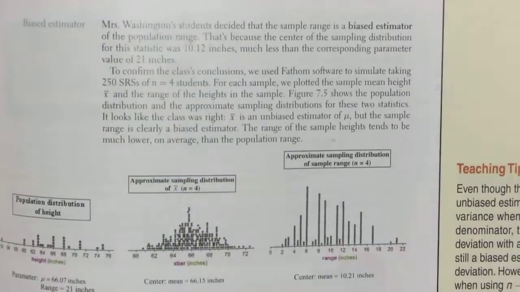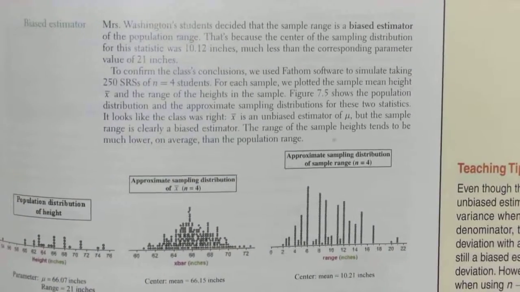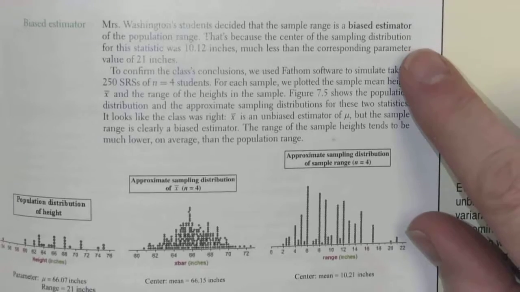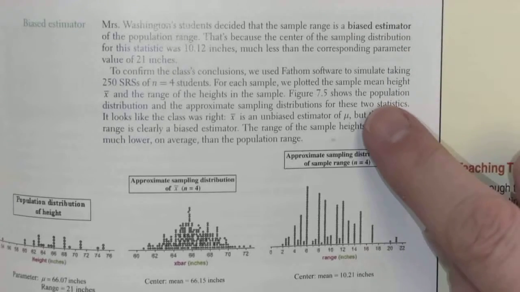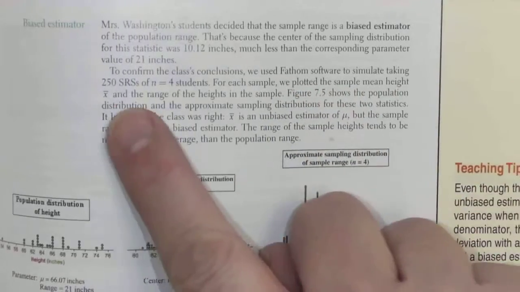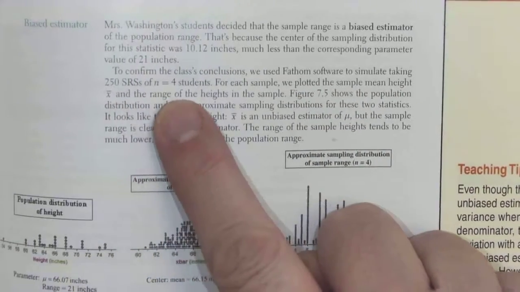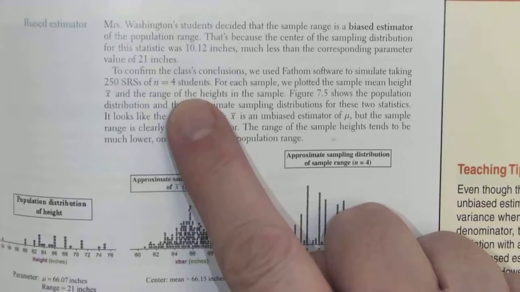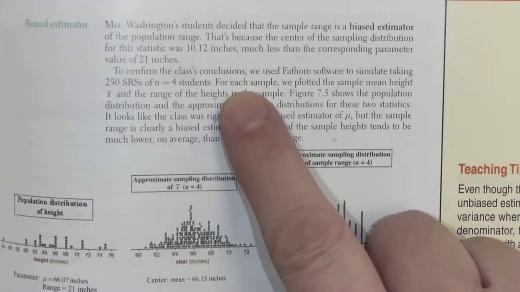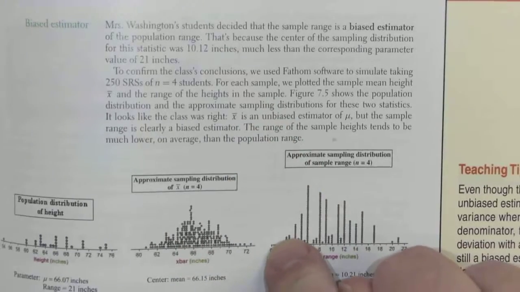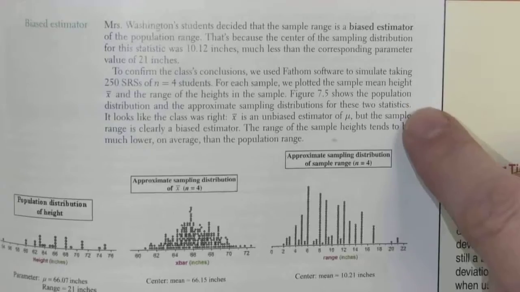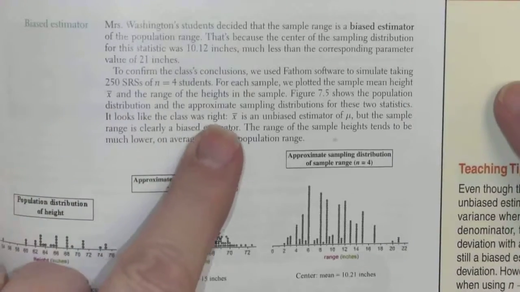Okay. Now, we already talked about that. The biased estimator is the range. Now, to confirm the class's conclusion, they used Fathom software to simulate taking 250 simple random samples of size 4 students. We do not have time to do that, which is why they use the simulation on the software program. For each sample, we plotted the sample mean height x bar and the range of the heights in the sample.